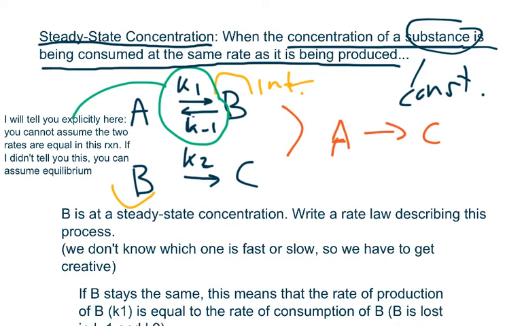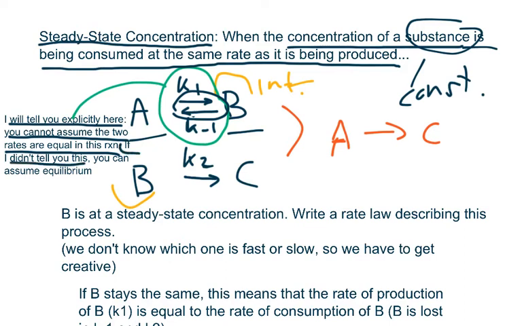Before we continue, you might think that these are in equilibrium, so A is in equilibrium with B. Well, you could assume that, but I will tell you explicitly here that you cannot assume that these two rates are equal in this reaction. So since I'm telling you, then this is not at equilibrium. But if I didn't tell you this, you could assume equilibrium. So, therefore, let's just continue and figure out some things.